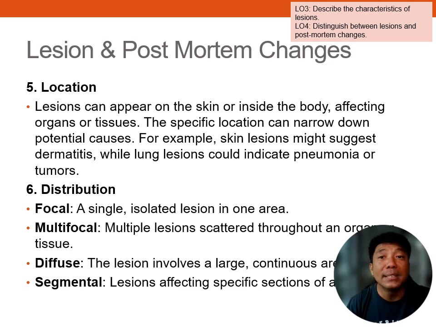Lesions can appear on the skin or inside the body, affecting specific organs or tissues. The location of a lesion can provide diagnostic clues, like a skin lesion indicating dermatitis, or a lung lesion suggesting pneumonia. Additionally, the distribution of lesions, whether focal, multifocal, or diffuse, helps to narrow down the potential cause.